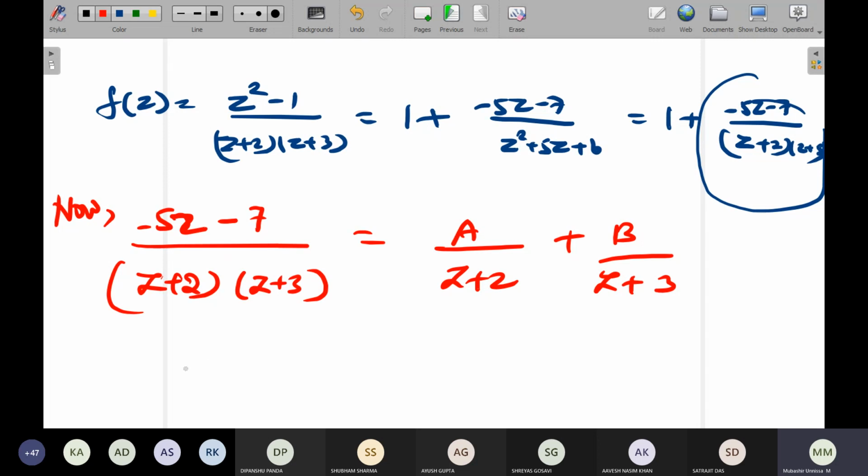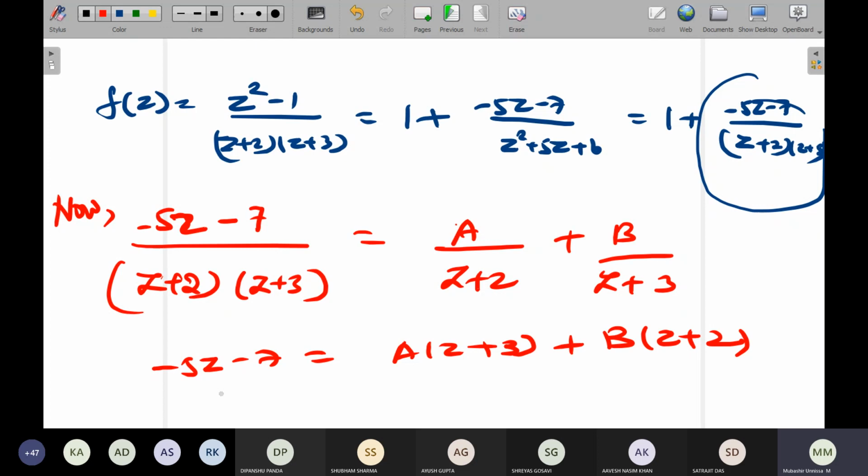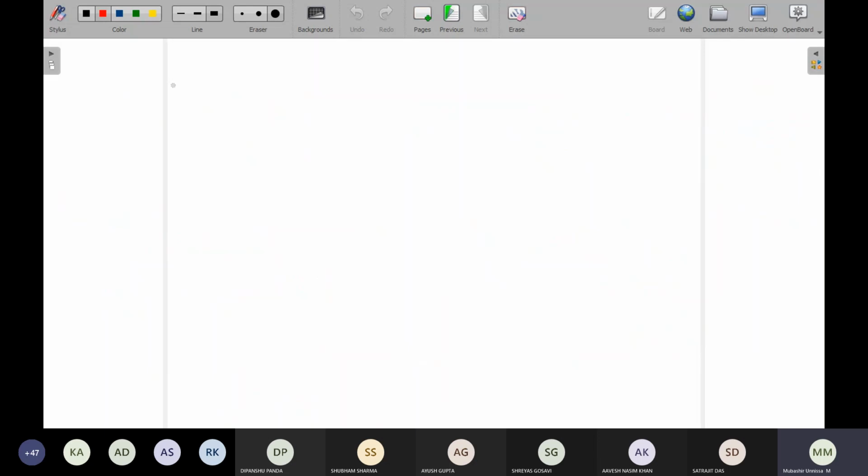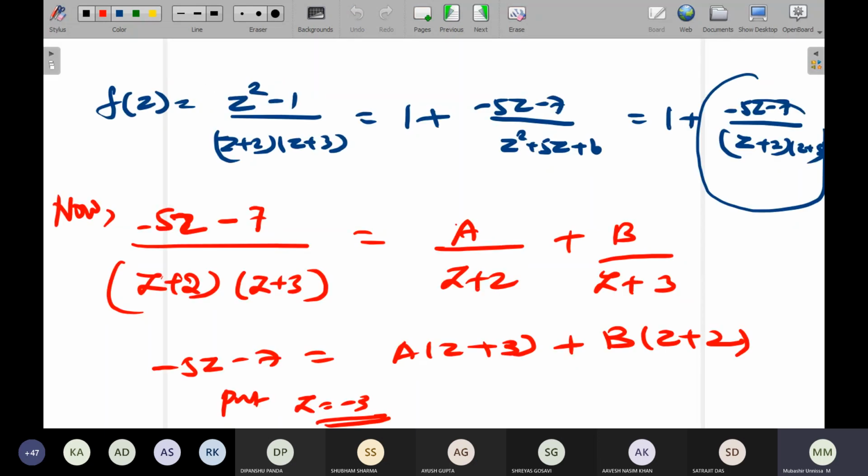Now I'll try to find the constants a and b. So minus 5z minus 7 will be equal to a into z plus 3 plus b into z plus 2. To find the constants, put z is equal to minus 3. If you put, what will happen? You will get plus 15 minus 21, right? Sorry, minus 7.